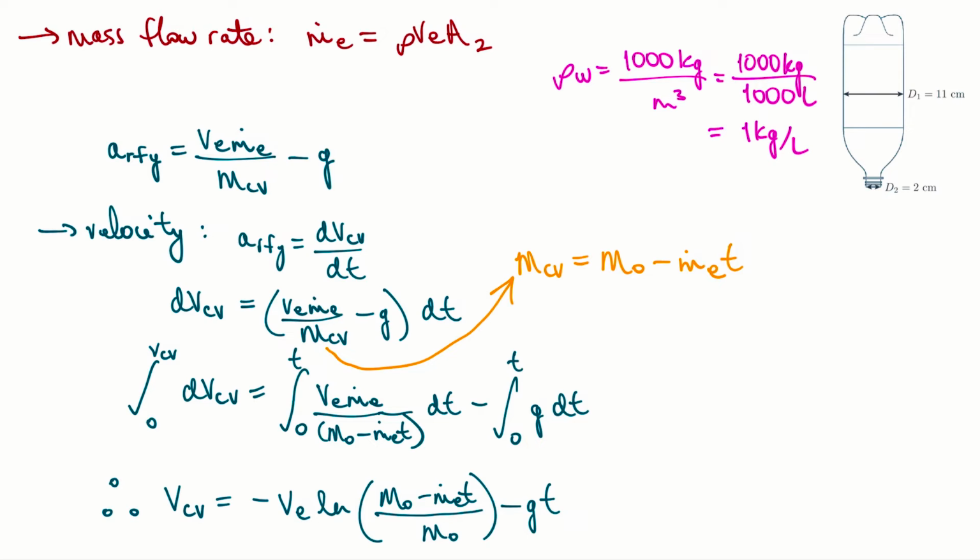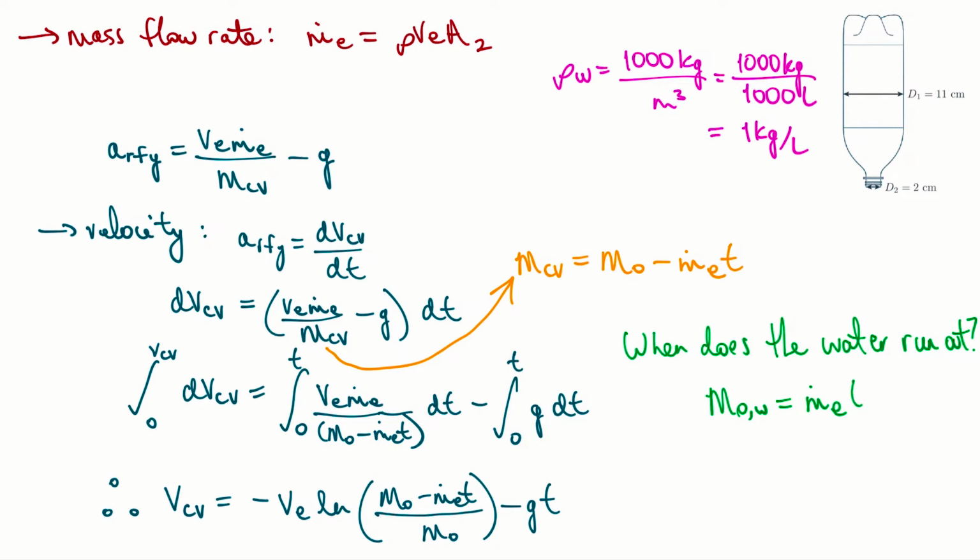Okay, so once the water runs out and there's no more thrust, we have a different force balance. So we've got to do that calculation separately. I'll just write at the side here, we want to figure out, firstly, when does the water run out? To figure that out, we would have the initial mass of the water, and we have our given mass flow rate. So we want the time where that's equal. So the time, we'll call it t_RO, multiplies by our mass flow rate to equal the total mass of water that we start with.